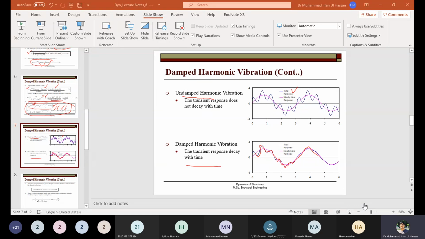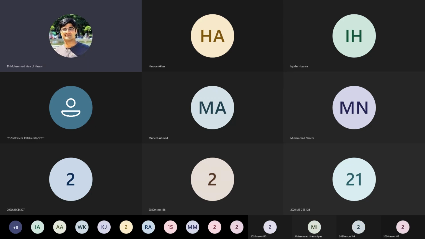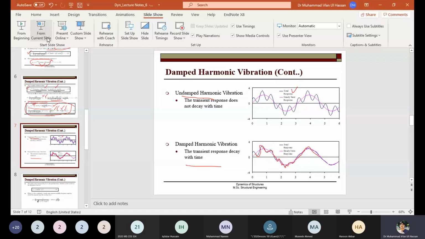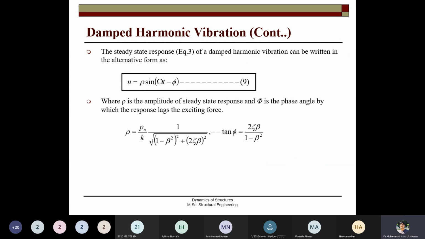This is the response of the system under the effect of the damped vibration, damped harmonic loading vibration. So, damped system under the effect of harmonic loading.